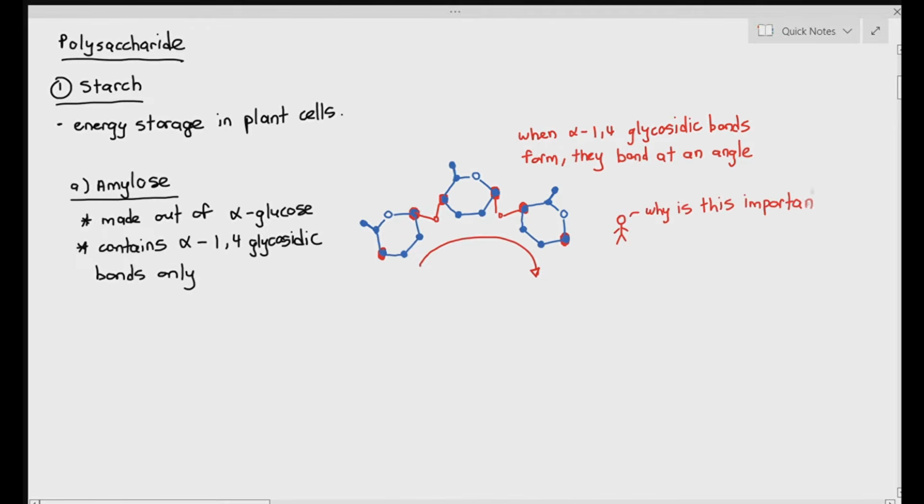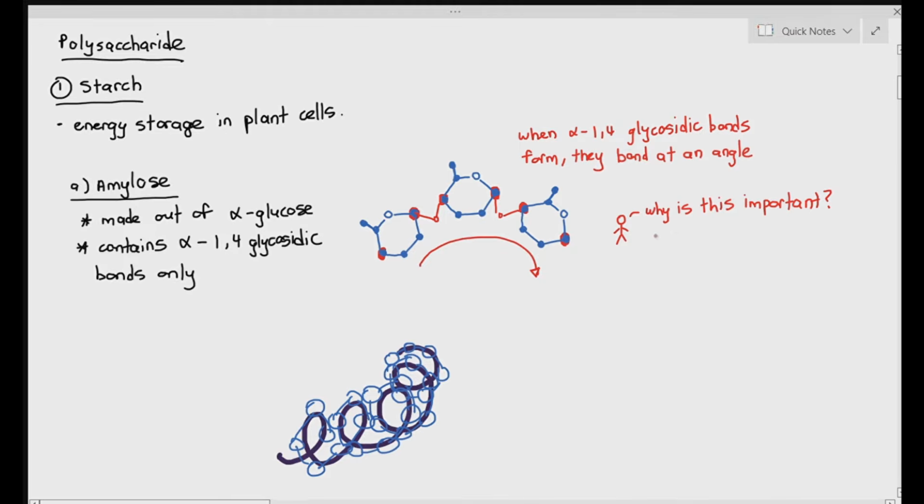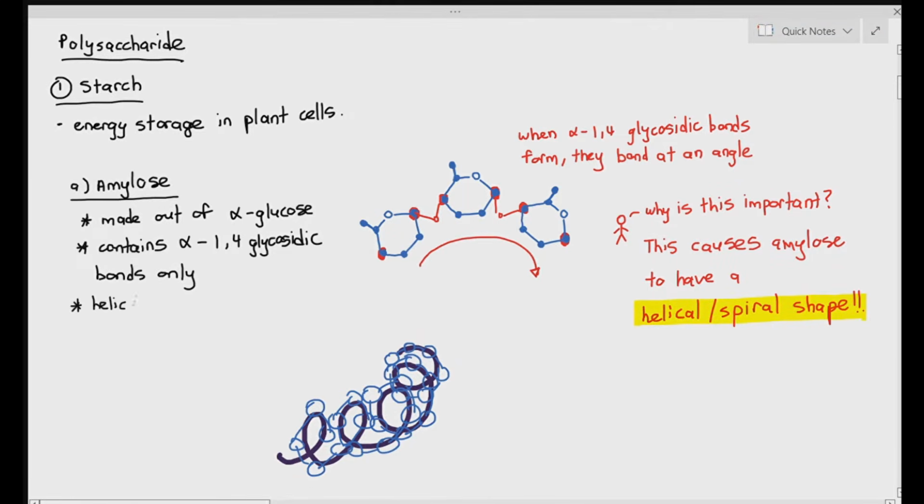So the reason why this is important is because if you have many repeating units of glucose molecules linked together, as you can see here, they are just basically starting to coil because of those 1,4-glycosidic bonds, which causes the shape of amylose to become a helical or spiral shape. That is why amylose is referred to as a helical molecule, a coiled molecule, or a spiral molecule. And that's a polysaccharide.